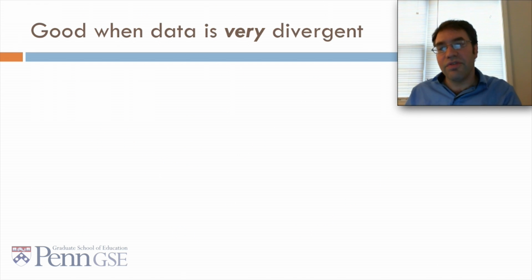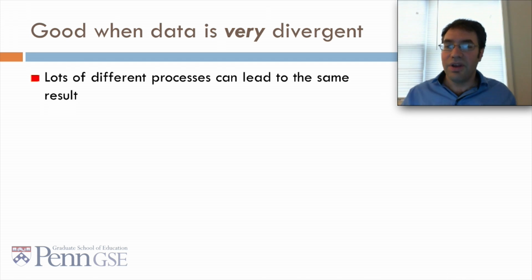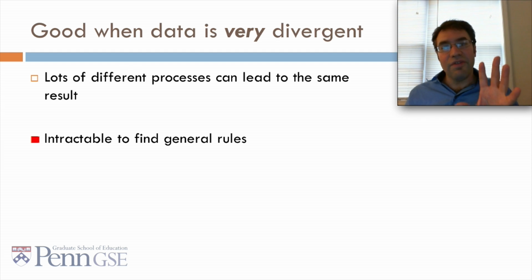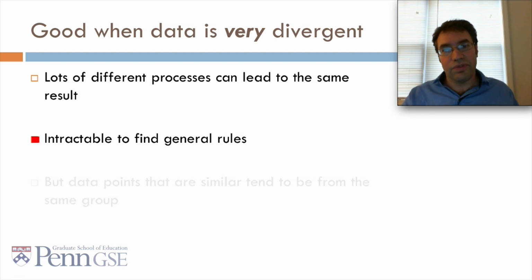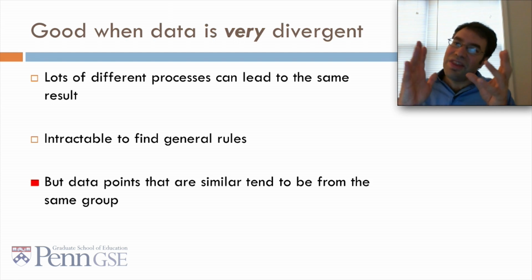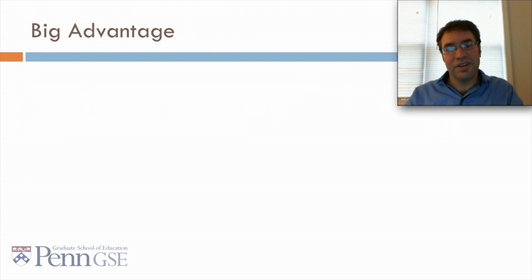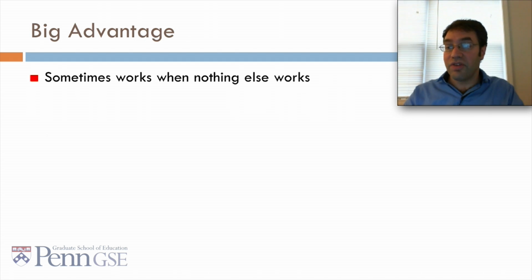K-star is good when the data is very divergent, when there's not easy patterns but there are clumps. Lots of different processes can lead to the same result, and it's kind of intractable to find general rules. But data points that are similar to each other tend on the average to be from the same class. A big advantage to K-star is that sometimes it works when nothing else works.